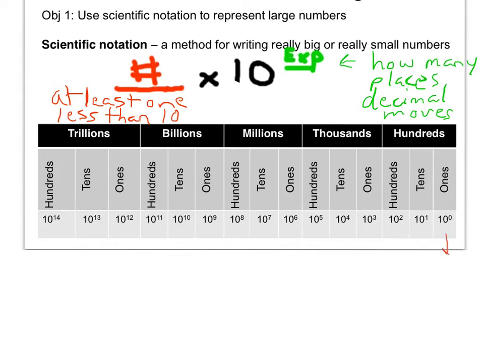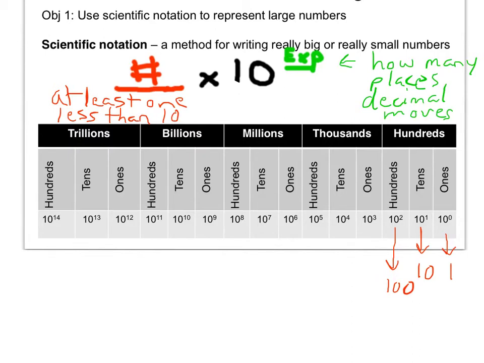So ones, that is just the number 1. So 10 to the 0 power is 1. 10 to the first power is 10. And 10 to the second power is 100. If you look at the pattern here, there's no 0 here, so this tells you there are 0 zeros after the number 1. This says there's 1 zero after the number 1. So 10 to the first power is 1 followed by 1 zero. 10 to the second power means there are 2 zeros after that number, so 1 followed by 2 zeros.